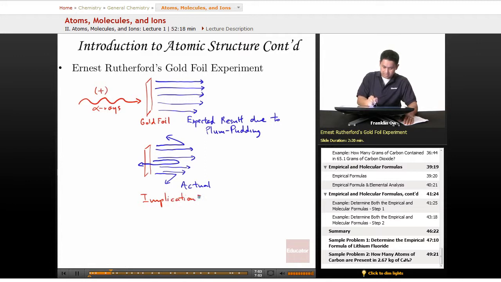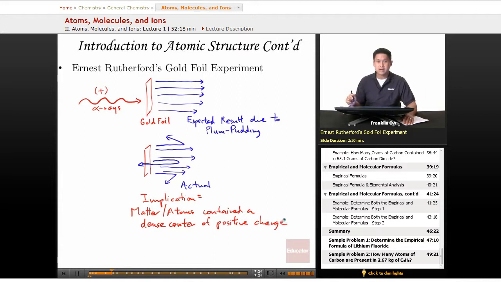And the implication was the following, that matter and atoms contained a dense center of positive charge, because it's positive charge that was making the alpha rays deflect. And this positive charge is what we today refer to as the nucleus. And the nucleus is at the center of all atoms and is positively charged.